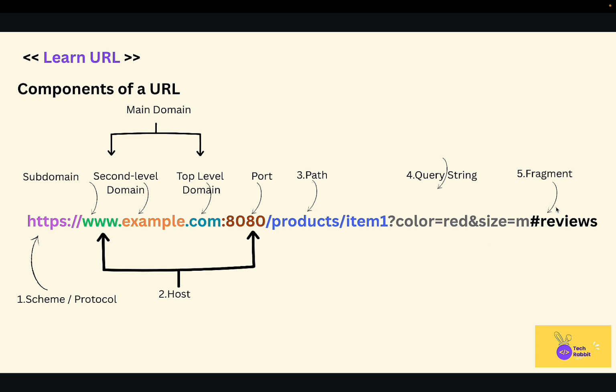The last section of the URL is fragment. Fragment, or an anchor part, is an optional part. It basically points to a specific section within a page. So when we specify the fragment in the URL, it does not get sent to the server and is only used by the browser. The fragment section always starts with the hashtag and the name of the section or element that is located on the page. For example, we have #reviews.